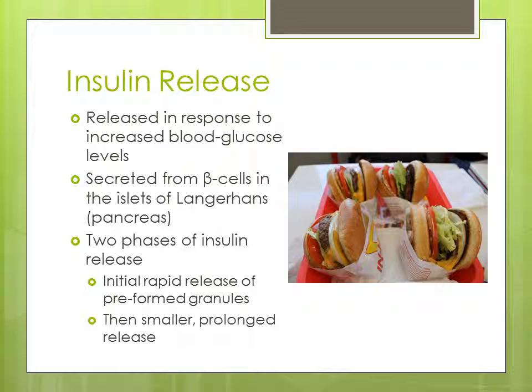First, I'm going to discuss insulin release. Insulin is released in response to increased blood glucose levels. For instance, after you eat a giant meal at In-N-Out Burger, you have a lot of glucose and a lot of carbohydrates in your body. So, the body will secrete insulin from the beta cells in the islets of Langerhans. It is secreted in 2 phases. First, an initial rapid release of preformed vesicles. Then there's a smaller prolonged release.